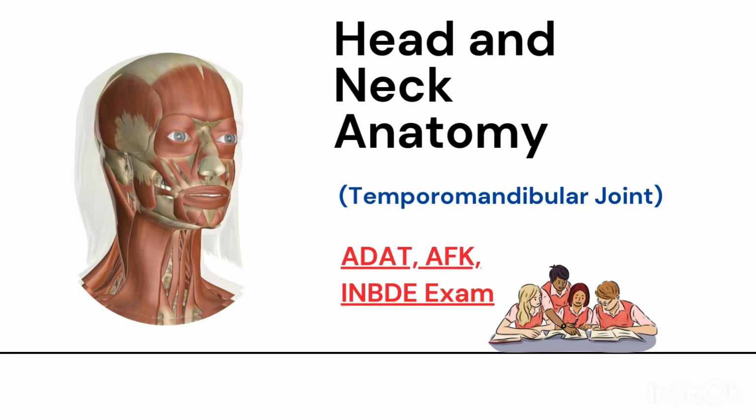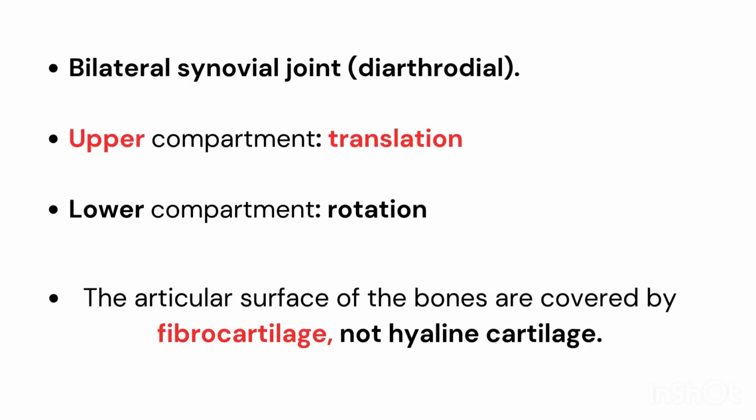So let's get started. The temporomandibular joint is a bilateral synovial joint. Synovial joints are usually joints which permit a wide range of movement, and it is a diarthrodial joint. Diarthrodial also means that it is a freely movable joint.